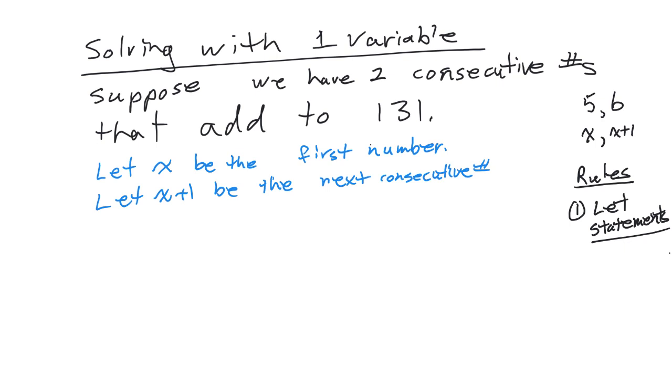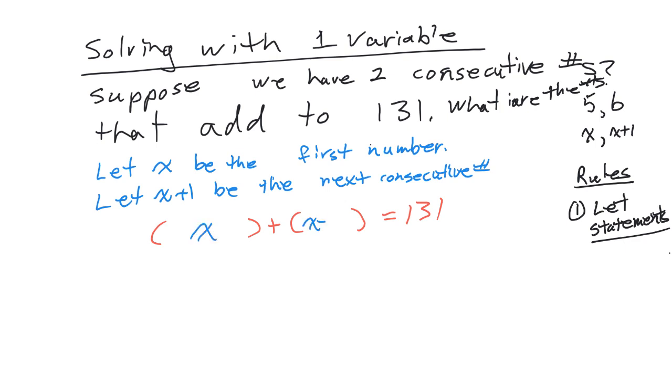Now, suppose I have two consecutive numbers that add to 131. I could ask you, what are the numbers? If I ever asked you what are the numbers, you could literally be just solving for these x values. If I say two consecutive numbers add to this thing, that means we have one number plus another number is equal to 131. Those numbers are x and x plus 1.